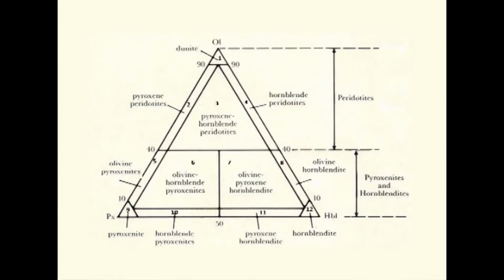On the basis of triangular diagrams, we can observe the different rock types, which are number 1 dunite, second pyroxene peridotite, third pyroxene hornblende peridotite, fourth hornblende peridotites, fifth olivine pyroxenite, sixth olivine hornblende pyroxenite, seventh olivine pyroxene hornblendite, eighth olivine hornblendite, ninth pyroxenite, 10 hornblende pyroxenite, 11th pyroxene hornblendite, and 12th hornblendite.